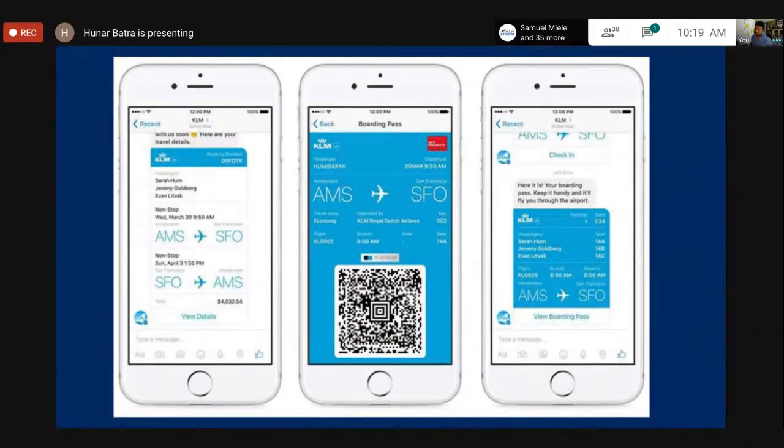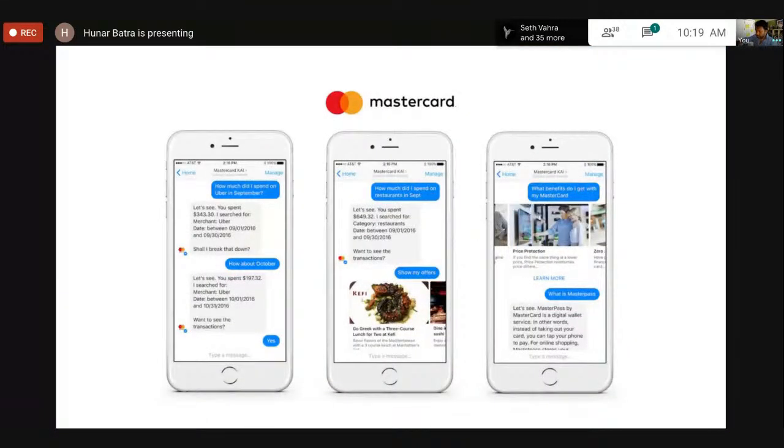Here's another bot that is for KLM. This is a bot deployed on the KLM Facebook page, where users can just get information about their boarding tickets, their flights, etc., or get information about any delays. And some more examples about the bots that already do exist in the market.